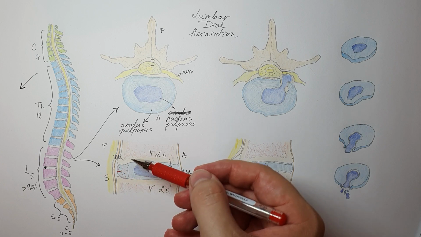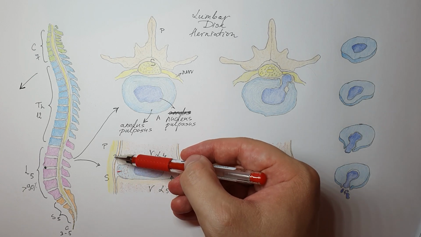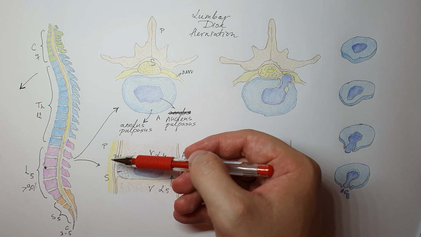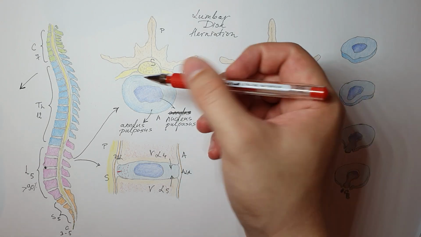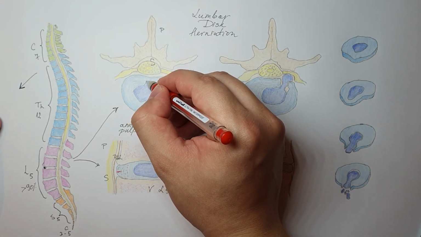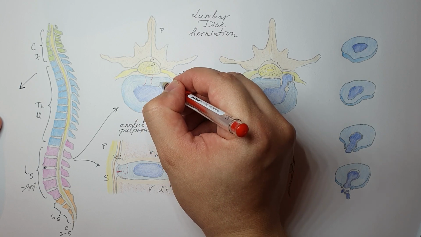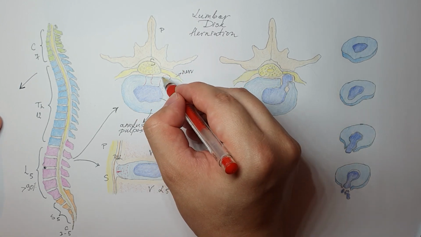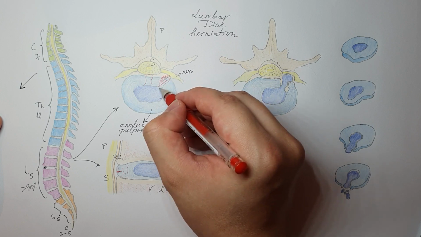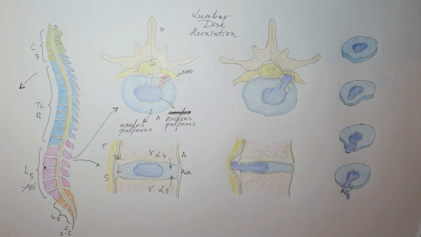Over time, in years and decades, this can break and cause the nucleus to go out. The nucleus will then push on the spinal cord and cause problems, or push on the nerve root and cause problems. So the nucleus can prolapse centrally or posterolaterally, and this one is actually the most common problem.